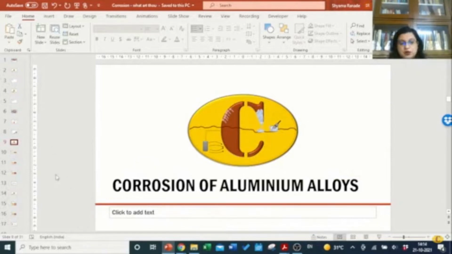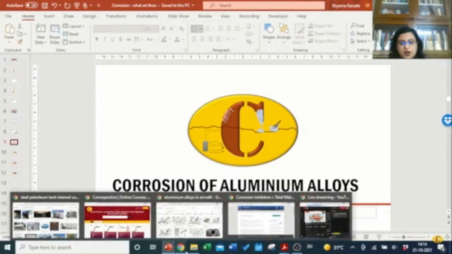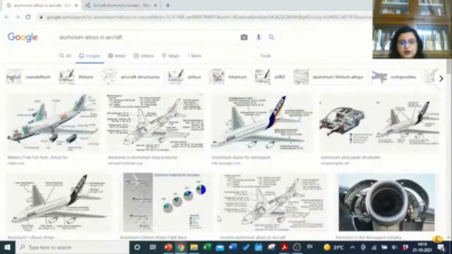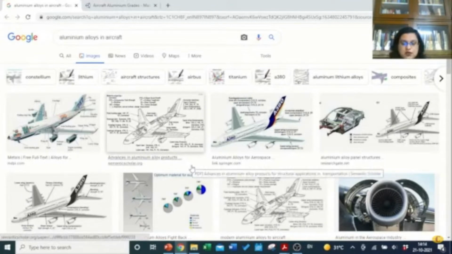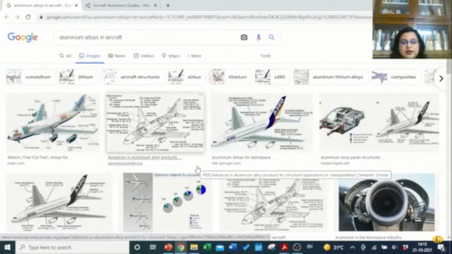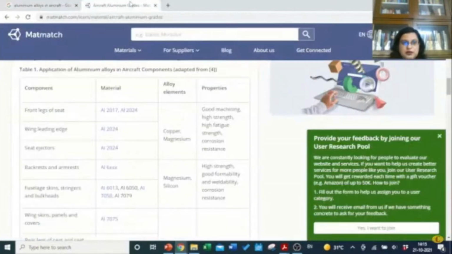Now, the first instance that I would talk about is corrosion of aluminium alloys. It is really important, primarily because it is used in a very important part, that is the aircraft industry. So, aircraft or defense uses a lot of aluminium alloys, even the automotive companies use a lot of aluminium alloys, and their mechanical properties are important in determining which of them will be used.